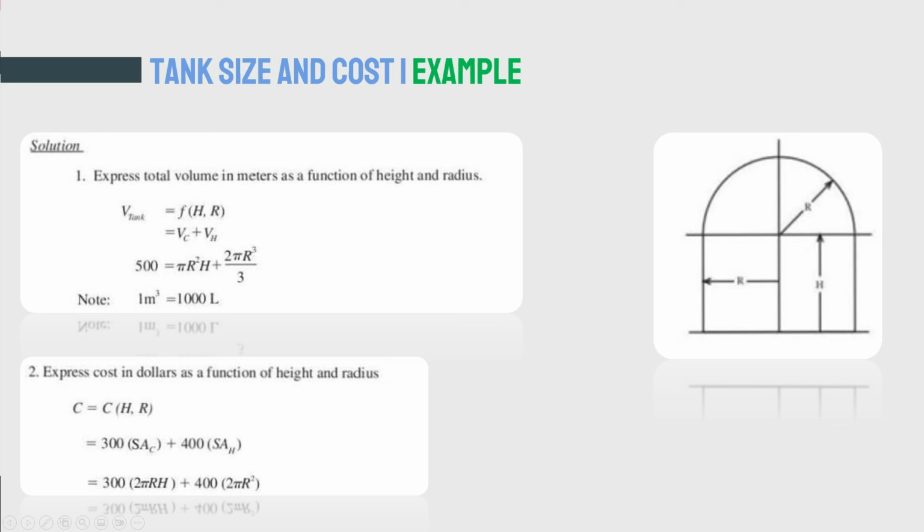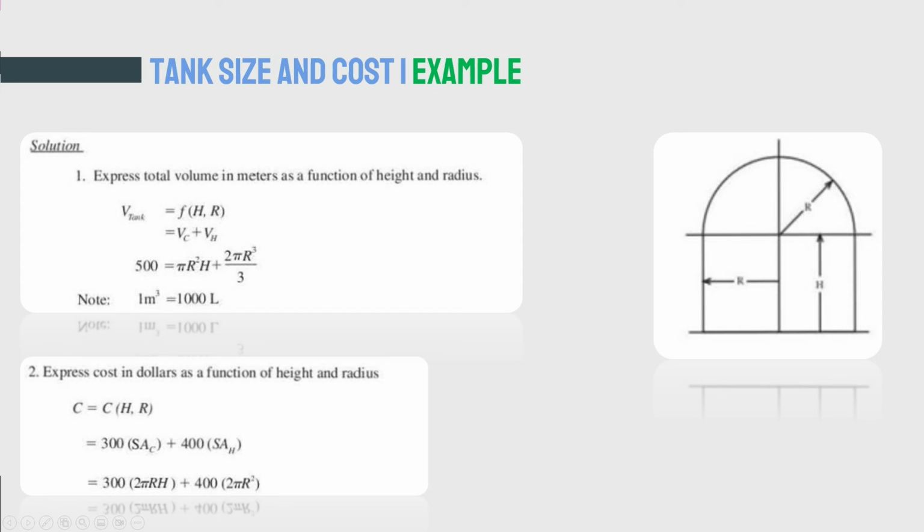Now, we know that the volume of the tank would equal the volume of the cylinder and the volume of the hemisphere. So that would be VC plus VH. Now, what is VC? As you can see here, pi r squared h, and VH is 2 pi r cubed over 3. You can keep it that way. That's kind of your first equation. So VT is 500 equals pi r squared multiplied by h plus 2 pi r cubed, divided by 3. So that's your first equation. That's an equation. You can do nothing about it.